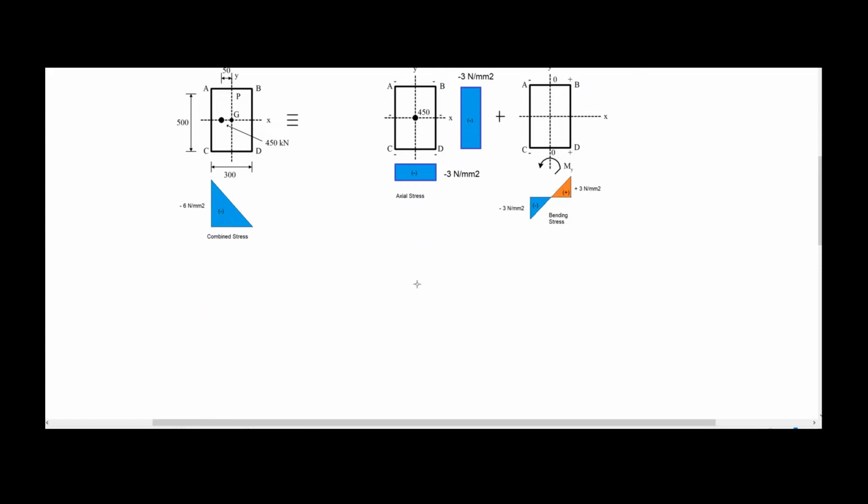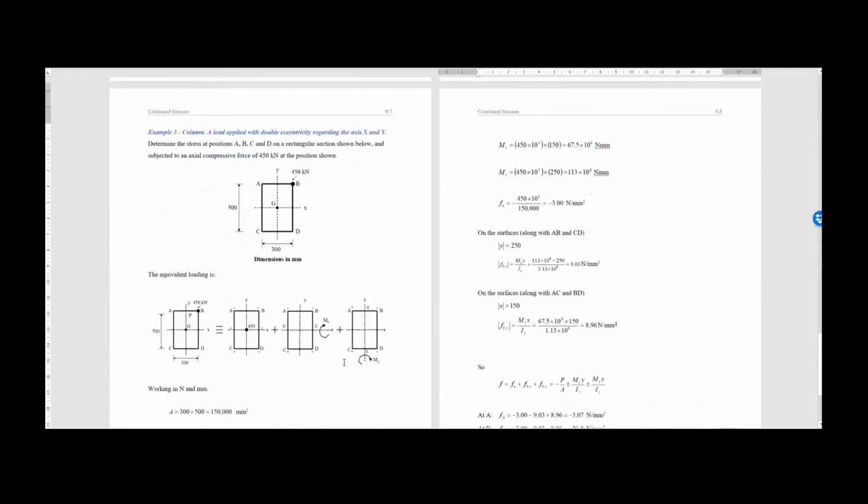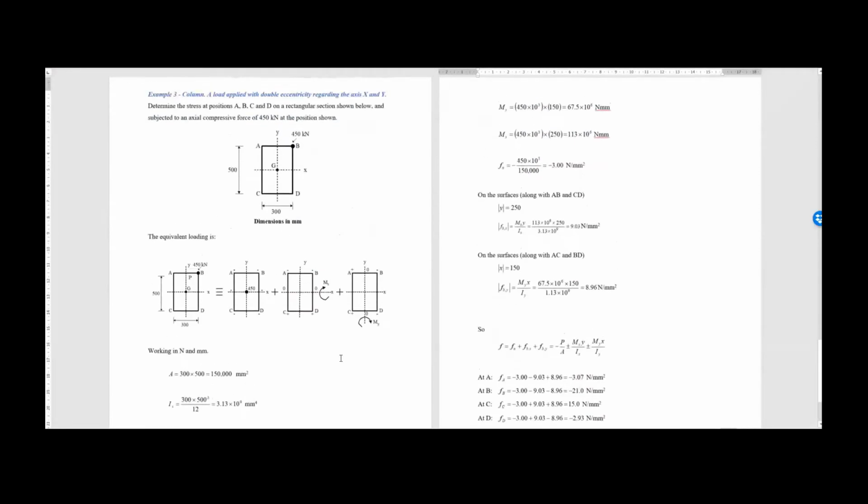And this is the idea of the third exercise you have in your notes. So basically, in the third example you have in your notes, it says that you have the same cross section, but on this occasion you have the same load but located in another point. It's located exactly on the point B of this cross section and is 450 kilonewtons. So you will have what we call a double eccentricity, because you have eccentricity regarding the axis X and eccentricity regarding the axis Y at the same time.